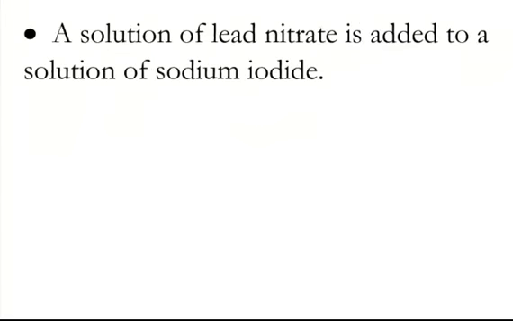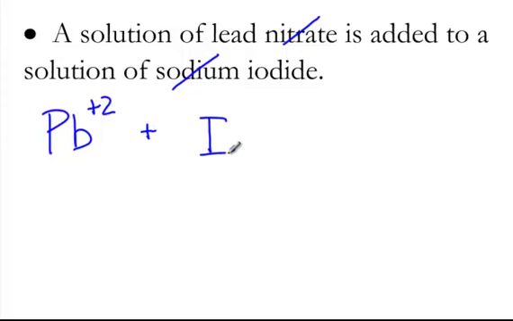Our next reaction is a solution of lead nitrate is added to a solution of sodium iodide. Again, two solutions. What am I looking for? My spectator ions. Sodium's a spectator ion, which means nitrate's a spectator ion. Lead is in solution, so I got to put Pb, which is lead, plus its charge, +2. Iodide needs its charge, which is I-. When this comes together, we got to make sure we do the crisscross in order to get the right formula, and we get PbI2, which is a solid.